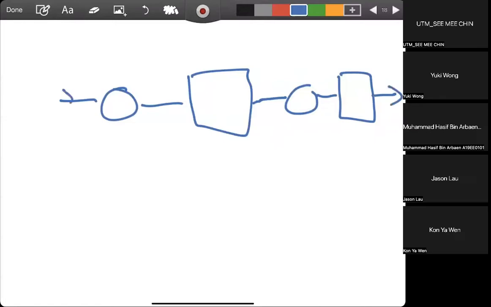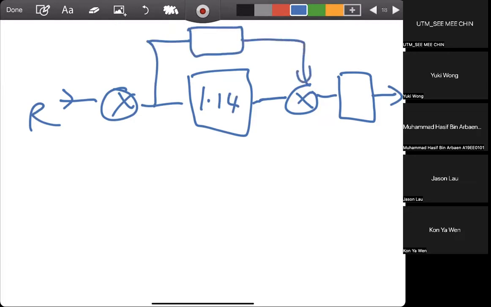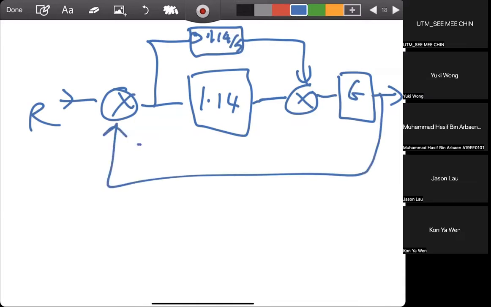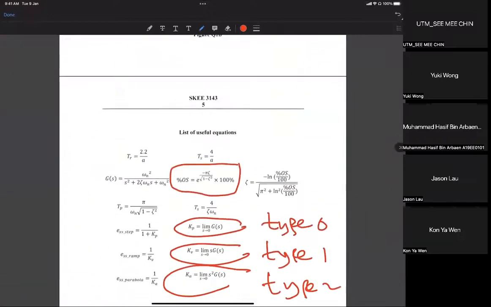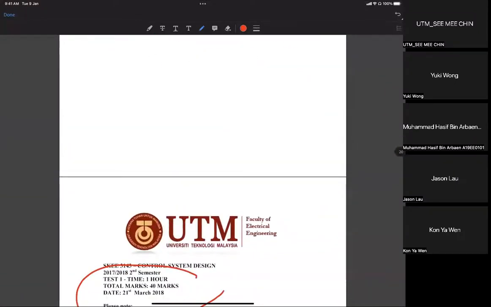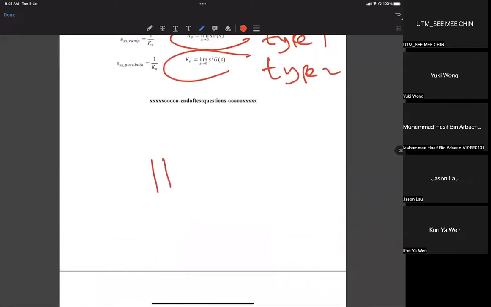So this is the input R. This is the KP, and KI goes here. This is the I part of the PI, which is 0.114 over S. And this is the open loop plant, and then it will be negative feedback. Okay, finished.